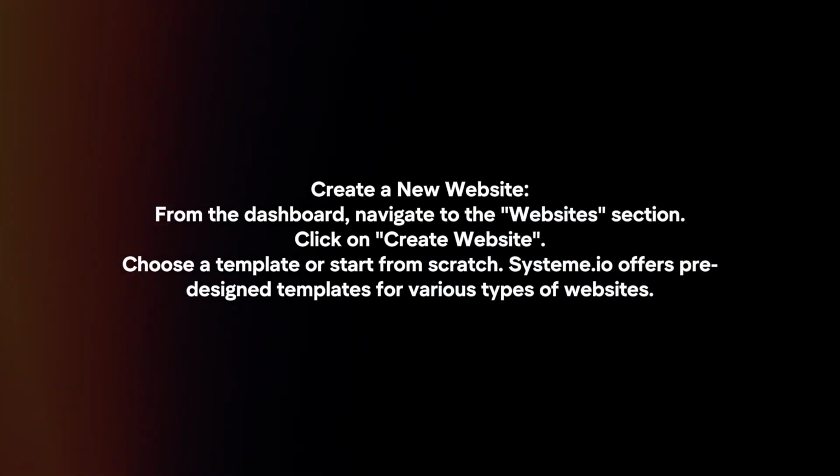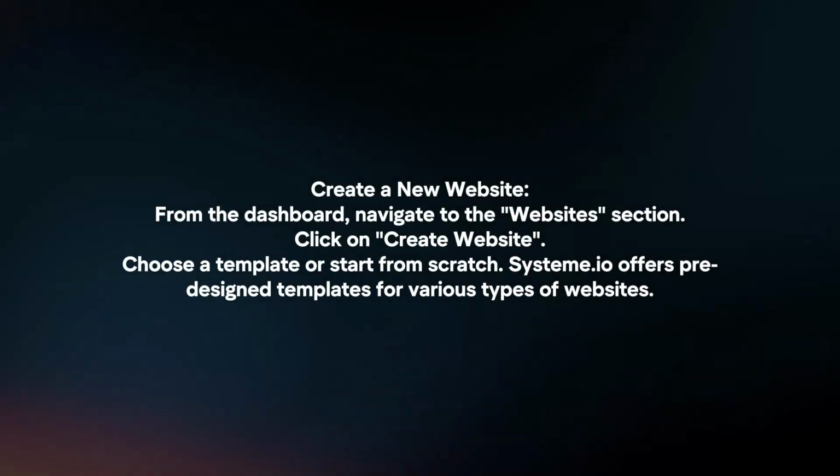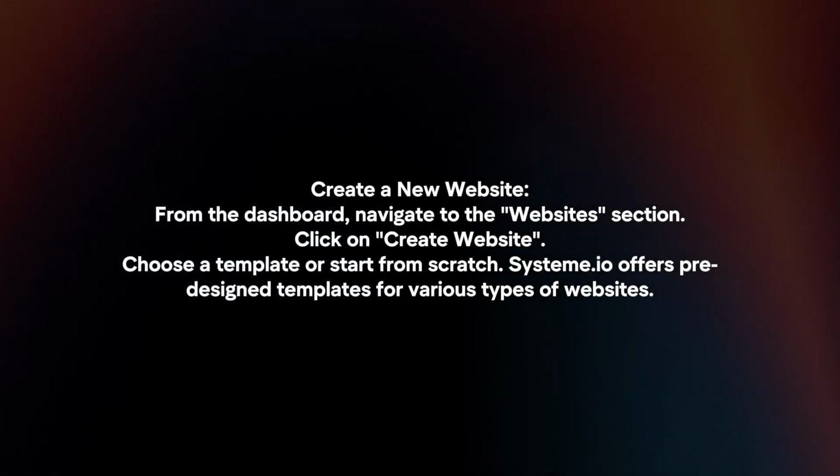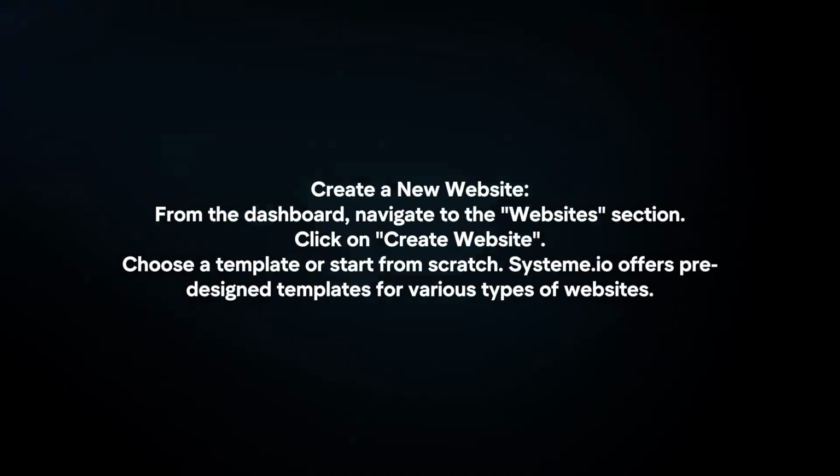Create a new website. From the dashboard, navigate to the website section. Click on Create Website. Choose a template or start from scratch. System.io offers pre-designed templates for various types of websites.